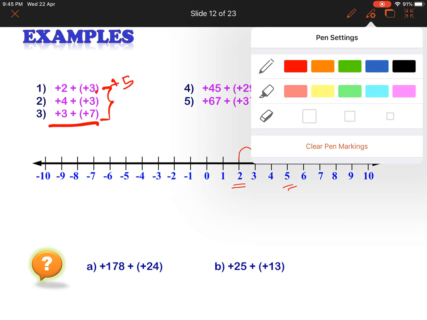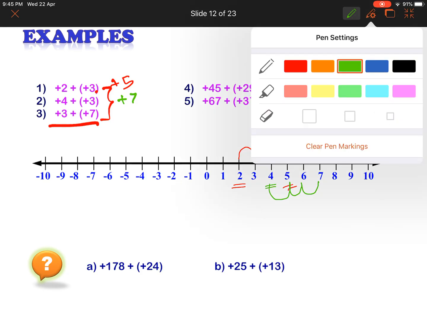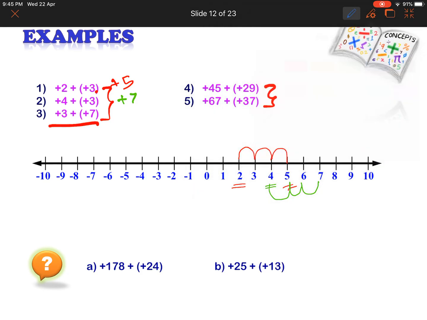Next example, plus 4 plus 3. Take plus 4 on the number line and move 3 places to the right, 1, 2 and 3. We get plus 7 as the answer. Next one is plus 3 plus 7. We take plus 3 on the number line and move 7 places to the right because we are adding a positive integer, 1, 2, 3, 4, 5, 6 and 7, and we get plus 10 as the answer.